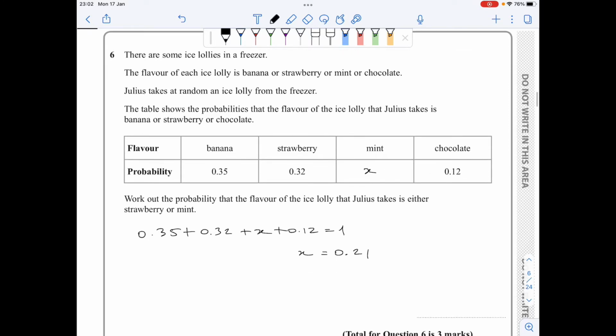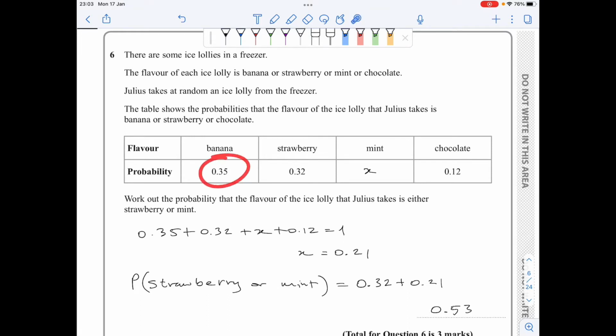So the probability of strawberry or mint is equal to 0.32 plus 0.21, which is equal to 0.53. Note that I didn't have to calculate the probability of mint. I could have subtracted 1 minus the other two probabilities, and that would still give me 0.53.